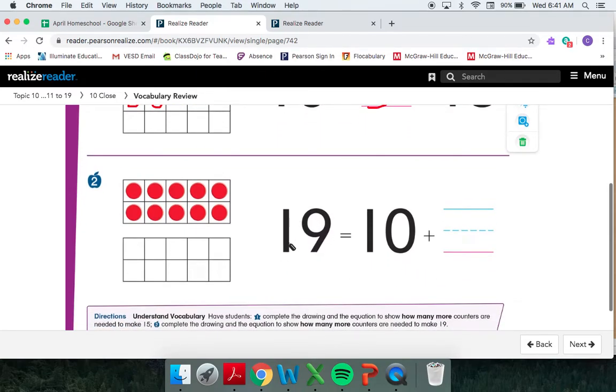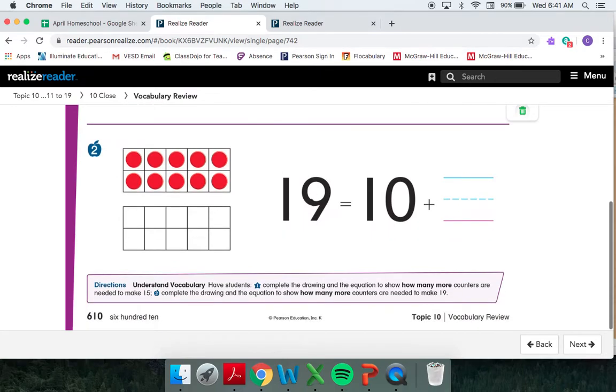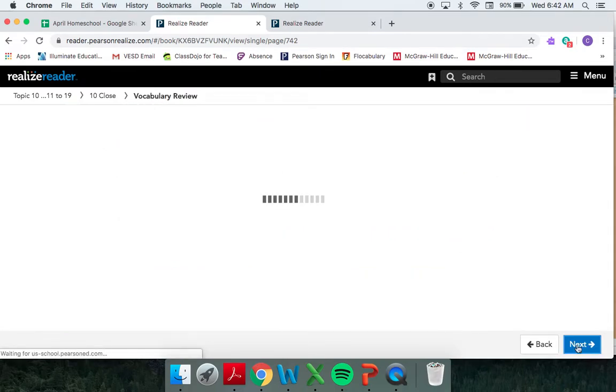So in this problem, they're making 19. So again, you're going to say, okay, how many do we have? How many more do we need to draw to get to 19? So you'll have them repeat that process. Let's go to the next page.